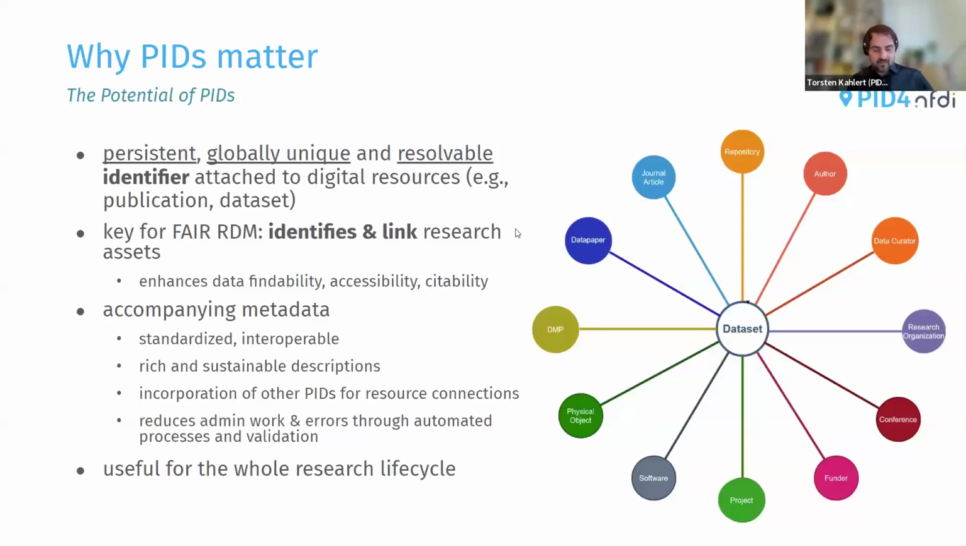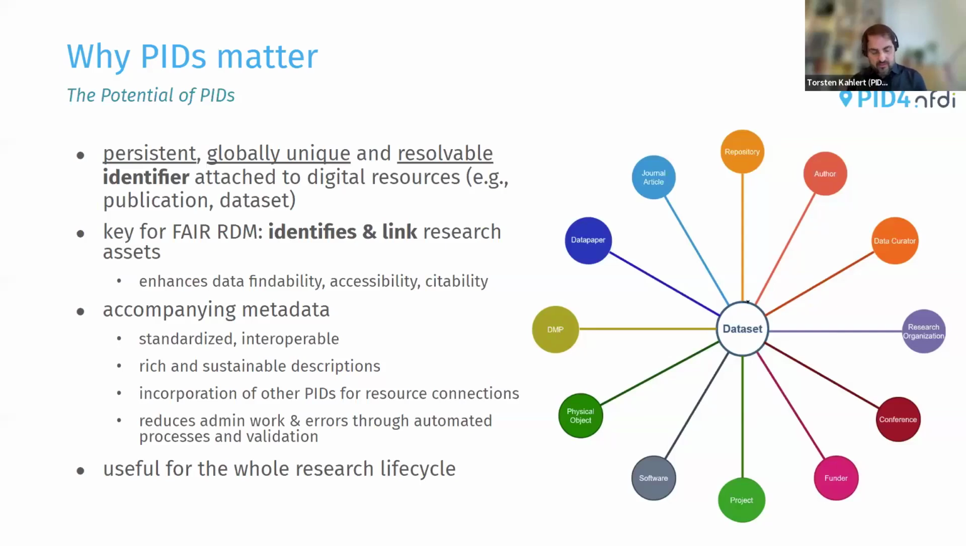PIDs provide persistent, globally unique and resolvable identification of research resources: journal articles, research data, persons, organizations, projects, software, instruments, grants, physical objects, and many more. PIDs come with metadata that provides context information about research resources. And at best, this metadata is standardized and interoperable, has rich and sustainable descriptions, and incorporates other PIDs.